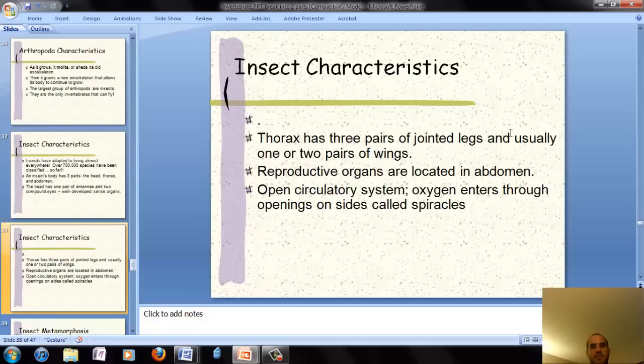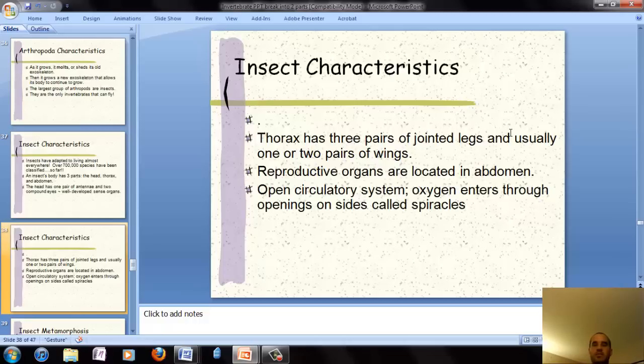The thorax, again, is the part with the 3 pairs of jointed legs, and can have 1 or 2 pairs of wings. Reproductive organs are located in the abdomen, and they have an open circulatory system.